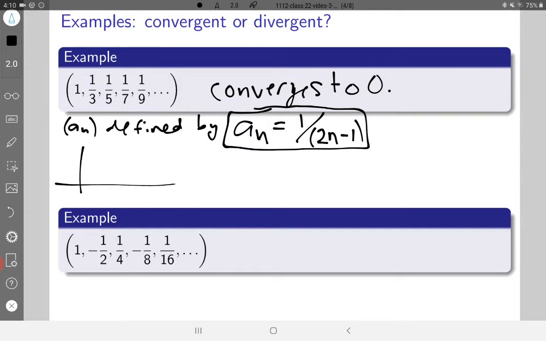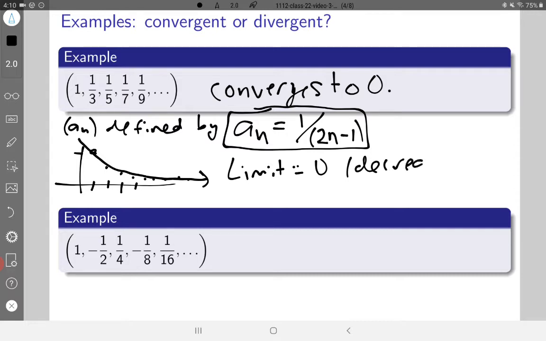And then a graph of the sequence would look like this. The first term is 1, the next term is a third, a bit smaller, and then a fifth, smaller than that, then a seventh and the ninth. These are essentially all points along the way of the 1 over x curve that's going to decrease down to 0. So I'll say the limit is 0. It's even decreasing on its way to 0. It's monotone in that sense.